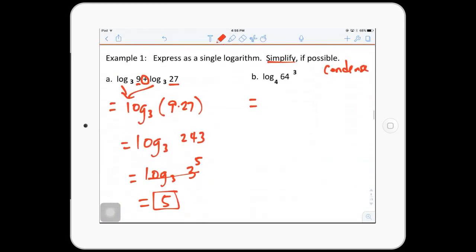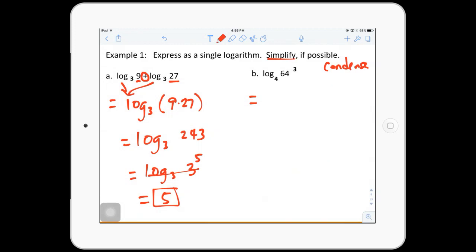So we're going to bring the 3 over to the front, and that's going to be 3 log 4 of 64. We're actually going to rewrite it as 4 to the 3rd. Now notice that the log 4 of 4 cancels each other out, so we are left with 3 times 3. That gives us the final answer of 9.